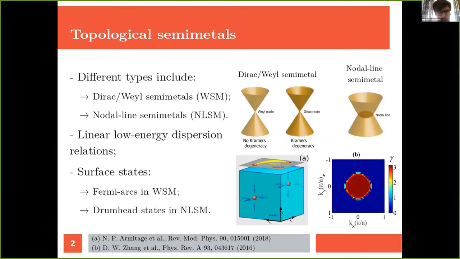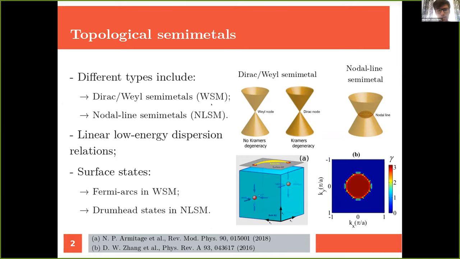And let me first start by making a brief review on topological semi-metals. So we have seen this in previous talks. As you know, topological semi-metals are topological materials that are semi-metallic in bulk and metallic in the surfaces due to the presence of surface states. And of course, some examples include Dirac or Weyl semi-metals, in which the valence and conduction bands touch in points in the Brillouin zone.